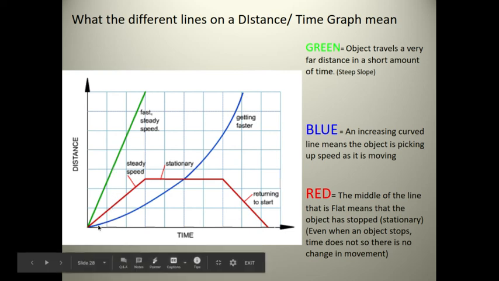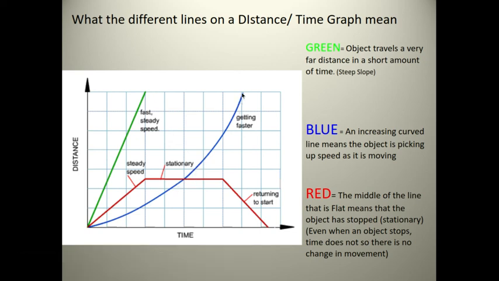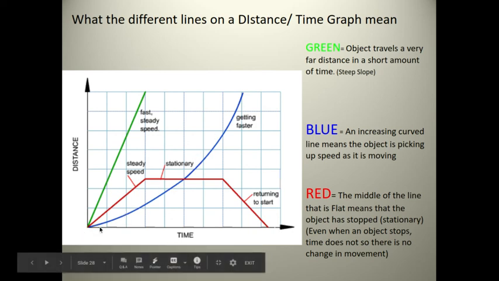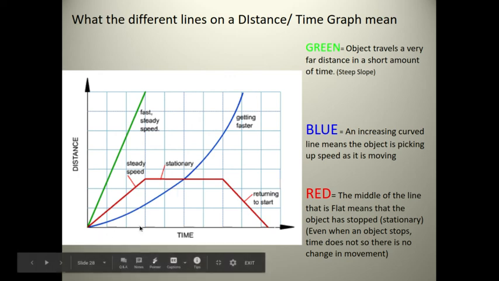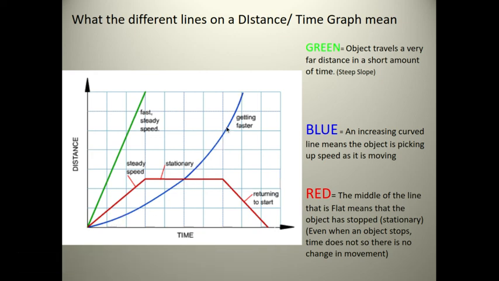So in order for an object to go faster, it travels farther in a shorter amount of time. What does the blue line represent? I talked about that earlier. A steep curved line, in this case, a curved line going upward. This means it's getting faster. Another word for getting faster is acceleration, which we'll get into after this part of the unit. So a curved line, it's not constant speed, because the speed is changing. It's getting faster as it travels further. And then the red line.